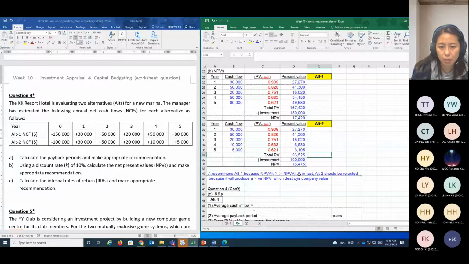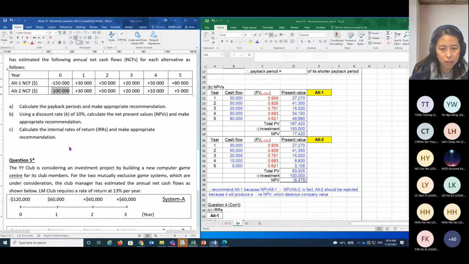Alternative one is chosen because the NPV of alternative one is greater than the NPV of alternative two. So in fact alternative two should be rejected because this NPV is negative. In other words, it will destroy the company value. It does not create value. It destroys the value of the company. So that's why we have to reject project 2.